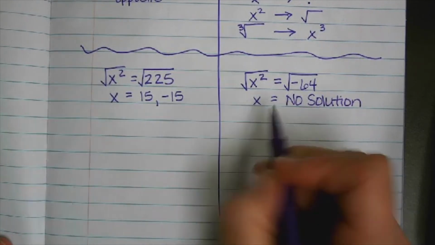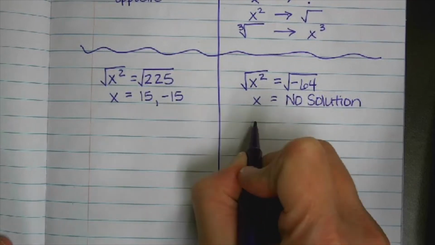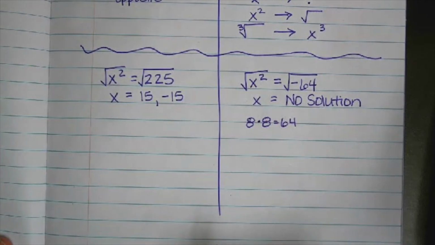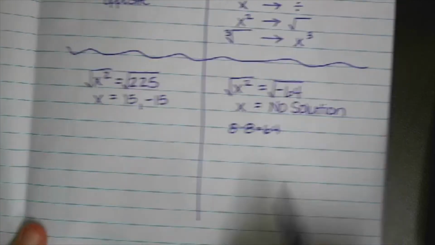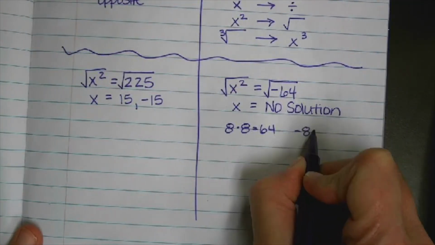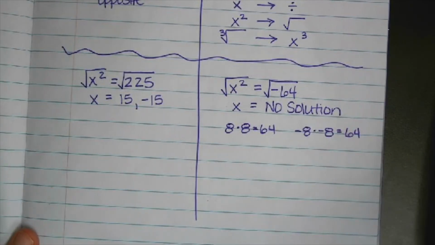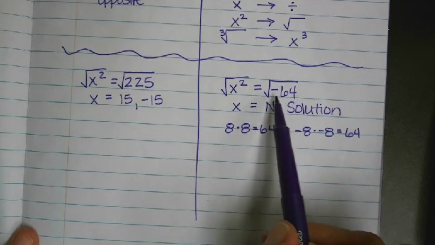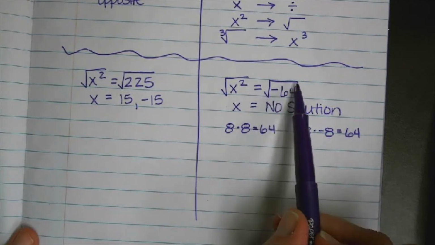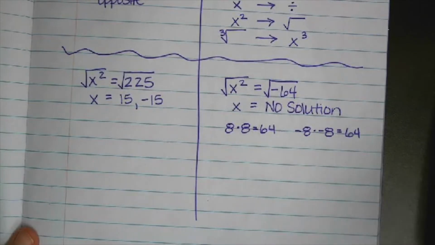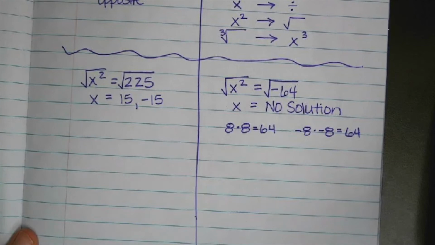Some of you were probably thinking, oh, the answer is 8. Well, 8 doesn't work because 8 times 8 is a positive 64. So 8 is not an answer to this. Then some of you are probably thinking, oh, well, then it's a negative 8. But that doesn't work either, because a negative 8 times a negative 8 is still a positive 64. So in summary, if you are trying to take the square root of a negative number, which means you're trying to find a number times itself to get a negative number, it will never work.